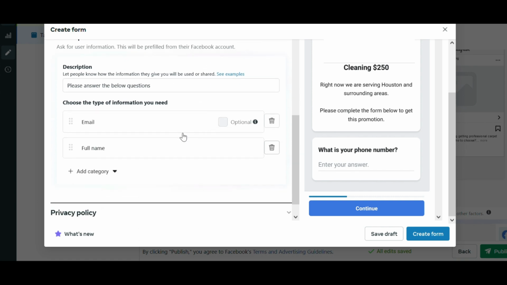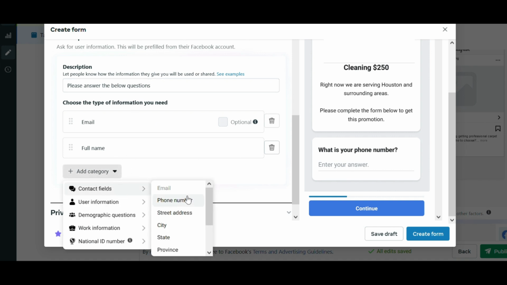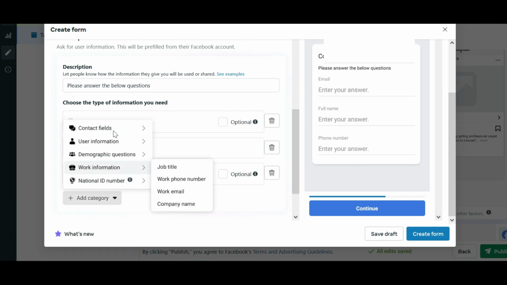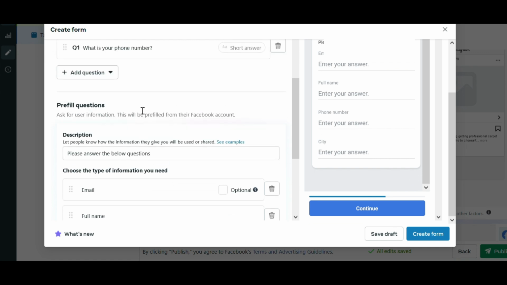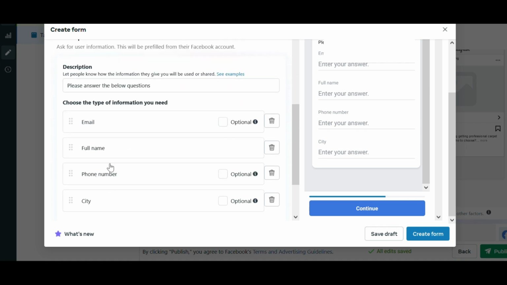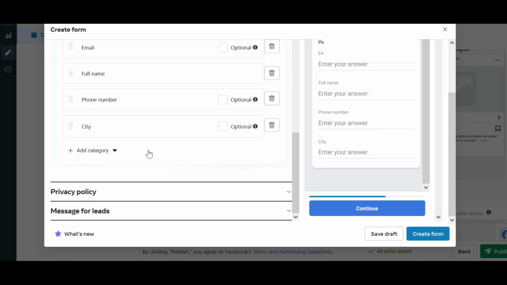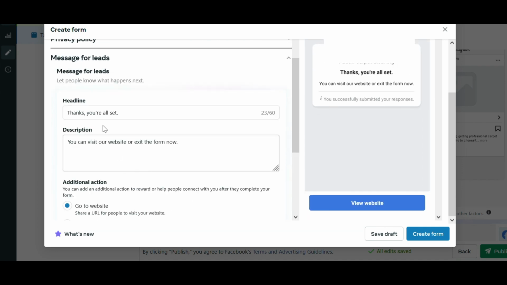All right, and then we just want to come in here. Please answer the below questions. So we want their name, we want their phone number, and the city that they're in. The reason we want this phone number as well is because sometimes people won't fill this number out correctly, and sometimes this number is correct. So you just want to have two options. We'll have our privacy policy, and then we'll have our message for our leads right here, and then that's it.